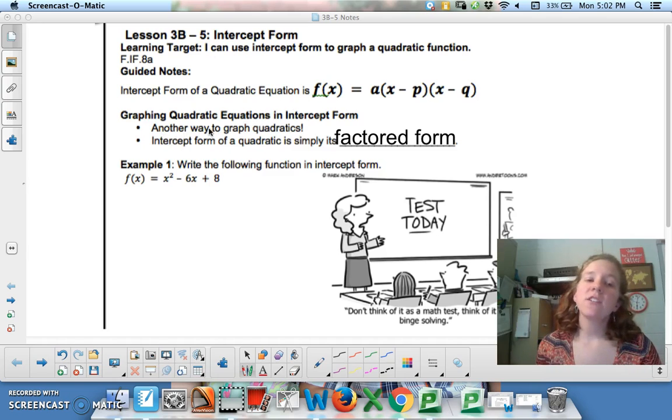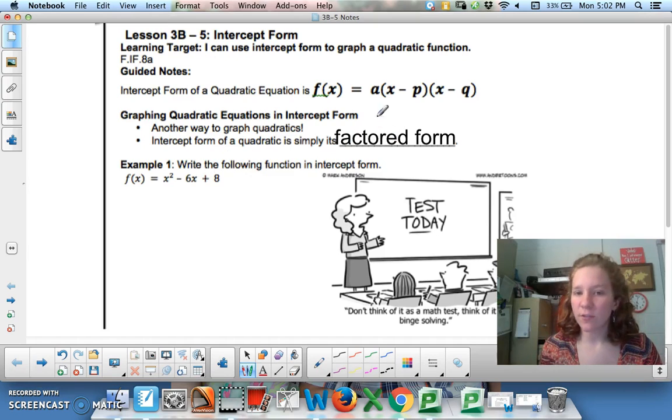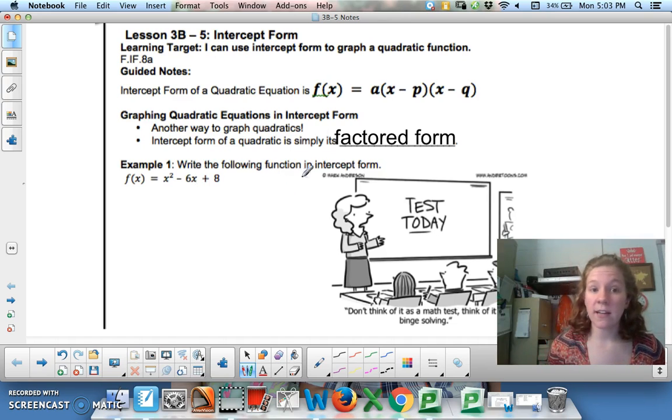So this is basically just another way to graph quadratics. Intercept form of a quadratic is simply its factored form. So I went ahead and typed that in for you. So if I want to take this equation that's written in standard form and write it in factored form or in intercept form, then all I need to do is factor it.